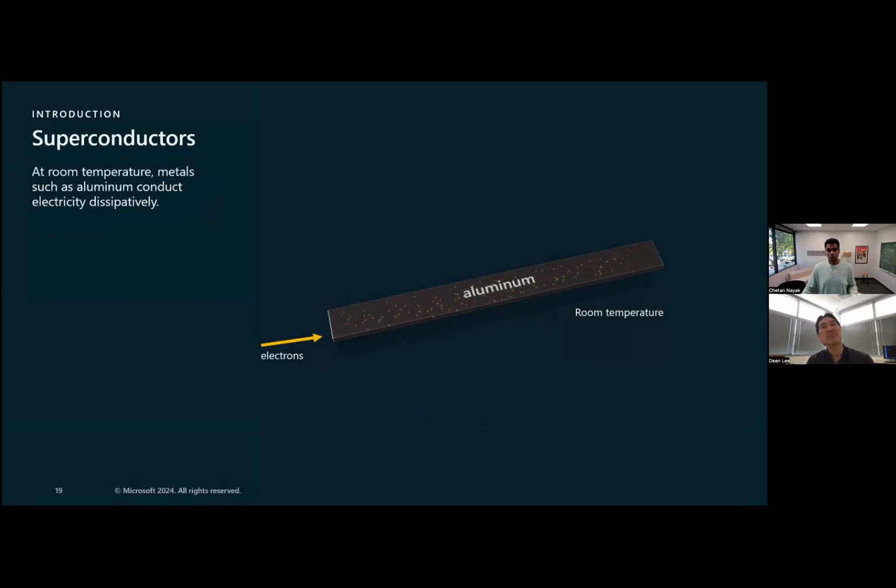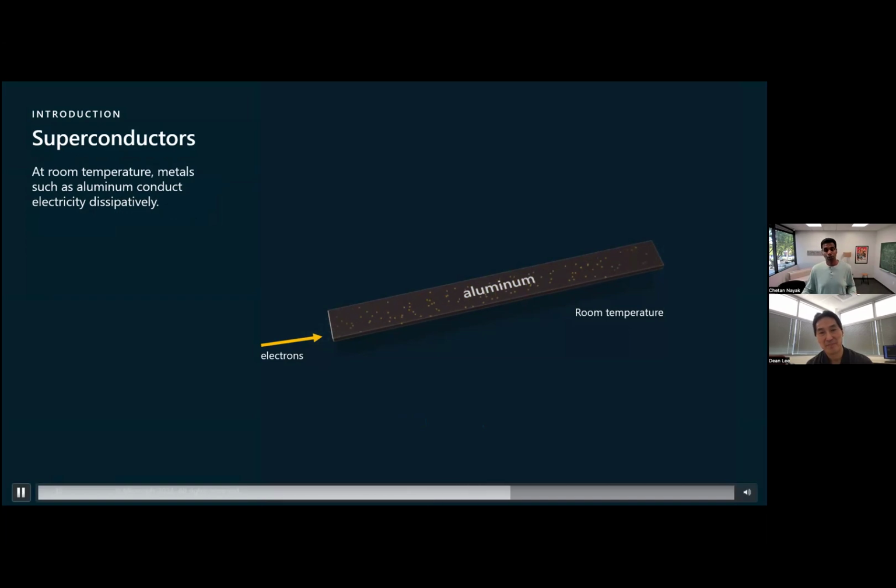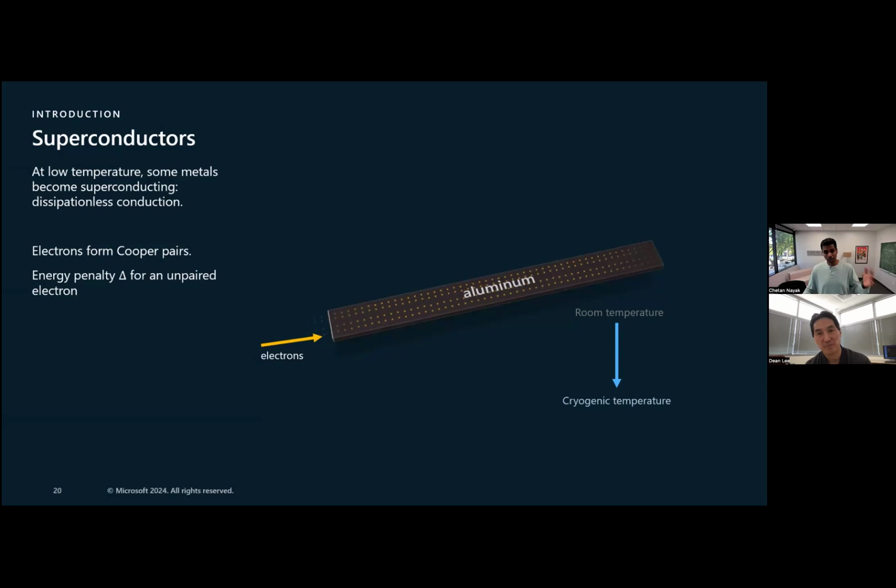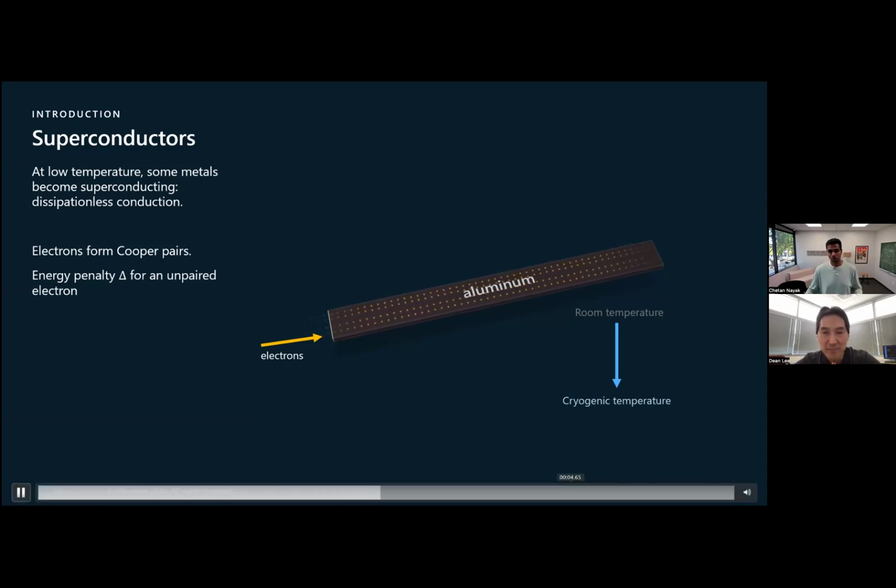Another example is an ordinary metal. At room temperature, ordinary metals such as aluminum conduct electricity, but they do so dissipatively because the electrons scatter off, for instance, impurities in the metal. On the other hand, at low temperatures, some metals, again including aluminum, become superconducting, which means they have dissipationless conduction. What happens is the electrons form Cooper pairs, and this occurs at cryogenic temperature. Those Cooper pairs, shown schematically here, form a condensed, highly correlated state with an energy penalty, delta, usually called the energy gap or the superconducting gap.